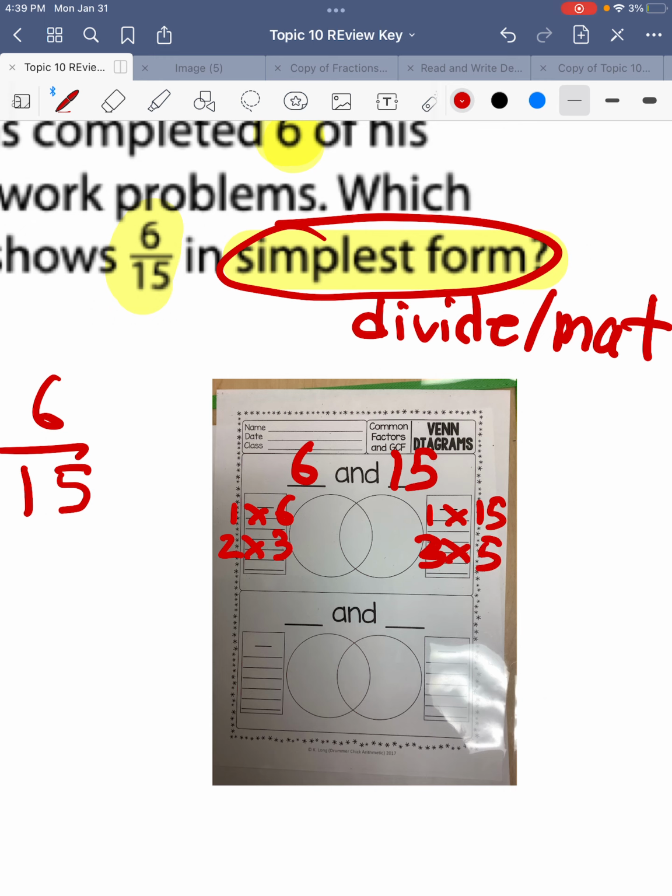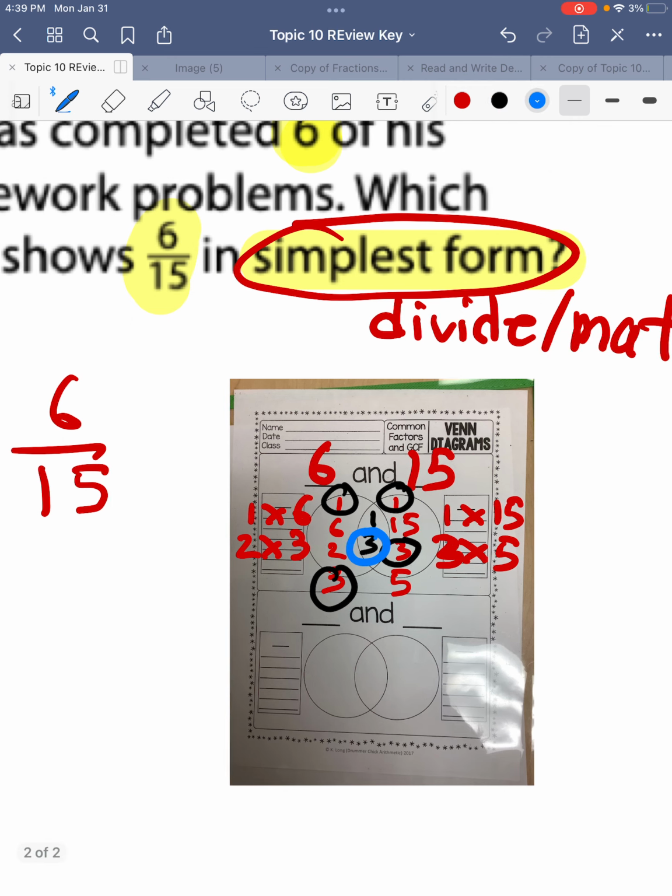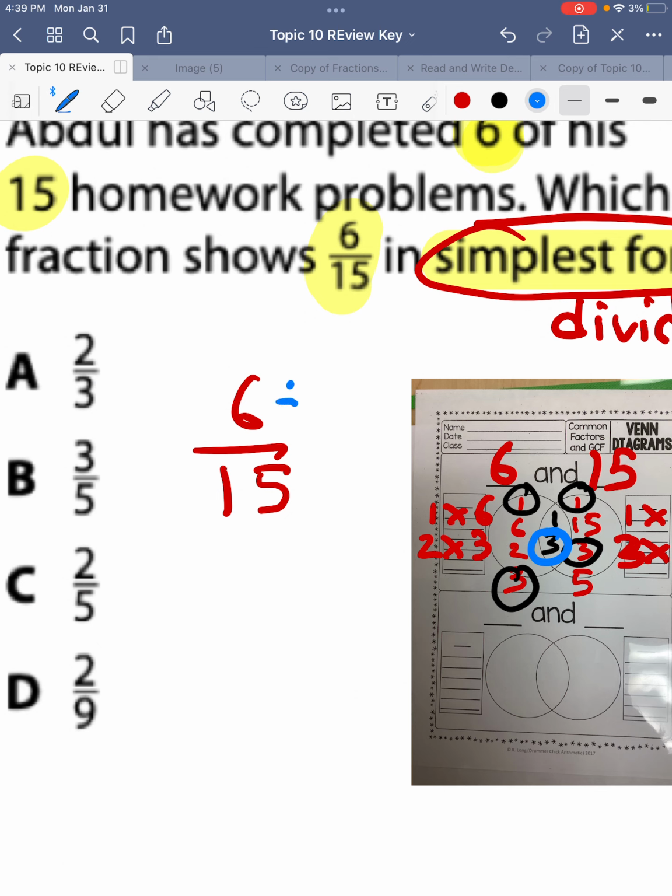I'm going to put the numbers in their circles. 1, 6, 2, 3. For 15, I have 1, 15, 3, 5. The numbers they have in common are they both have a 1 and they both have a 3. The biggest number in common is 3. So I'm going to take that 3 and divide both 6 and 15 by it.